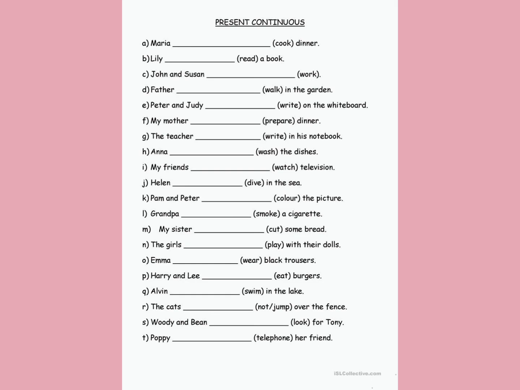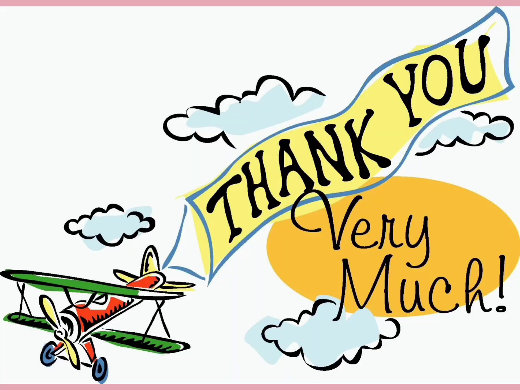This one is another exercise, that is present continuous. Maria, you have to fill in the blanks with the present continuous tense. Maria dash in the bracket cook dinner. Lily dash in the bracket read a book. John and Suzanne dash in the bracket walk. Father dash walk in the garden. Peter and Julie dash write on the whiteboard. These things you need to do in your copy and send it to me for correction.